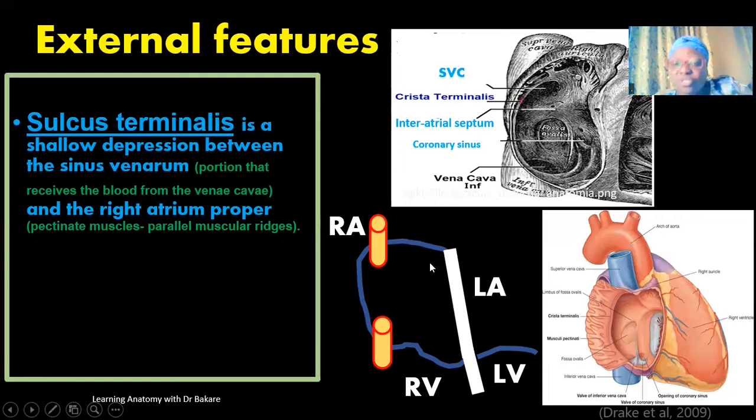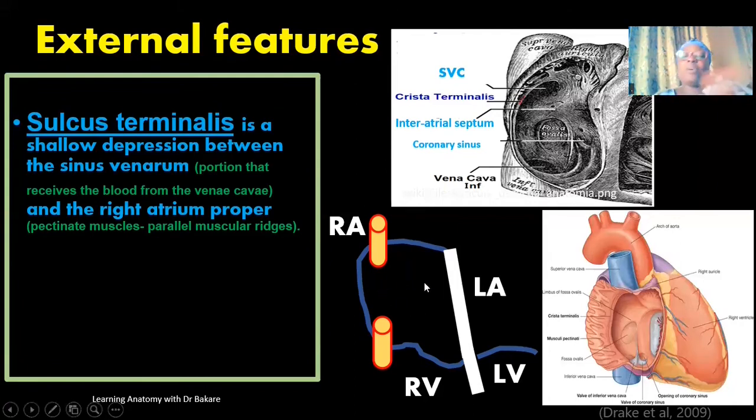Let's try and also use this image to further expatiate on what the sulcus terminalis means. This is the configuration of the right atrium. On the other side, we have the left atrium, and inferiorly, we have the ventricles. This is the right ventricle, and this is the left ventricle. Around this region, we have the posterior region where the superior and the inferior vena cava open into. This is the superior vena cava and this is the inferior vena cava. The space between the superior and the inferior vena cava is where we have the sinus venarum. So this is the sinus venarum.